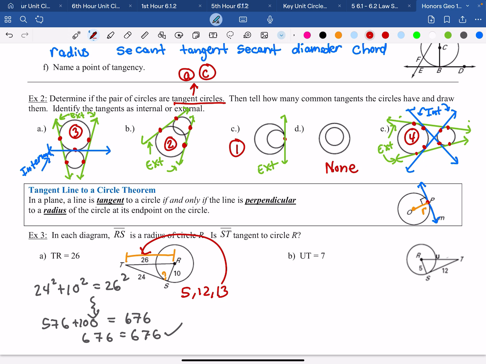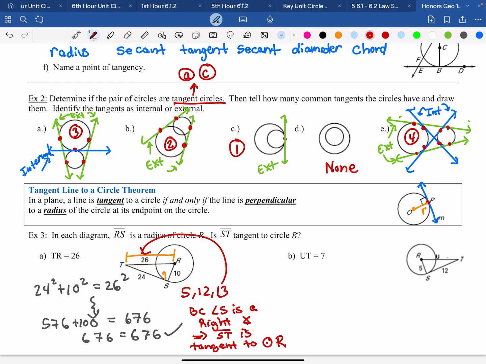So what we can say right now is, because angle S is a right angle, this implies that segment ST is tangent to circle R. Okay, let's try another one.